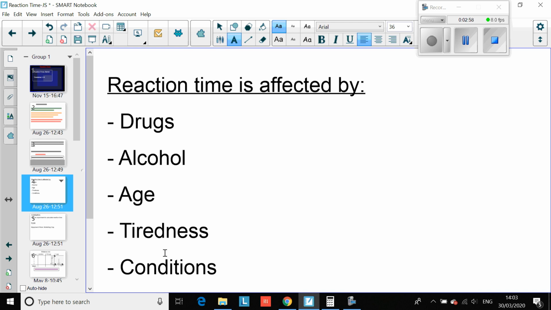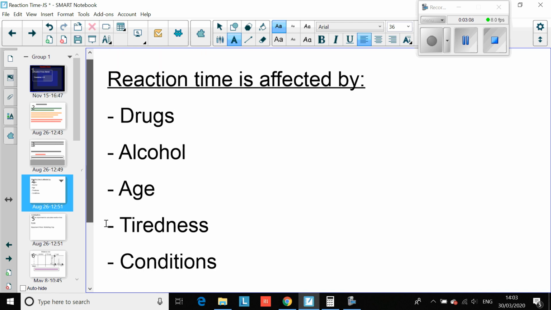Age, your reactions tend to get slower as you age. Tiredness, if you are tired, obviously your reactions aren't quite as good. Obviously, there could also be a link to distractions in there, and also weather conditions. They may affect your reaction time.